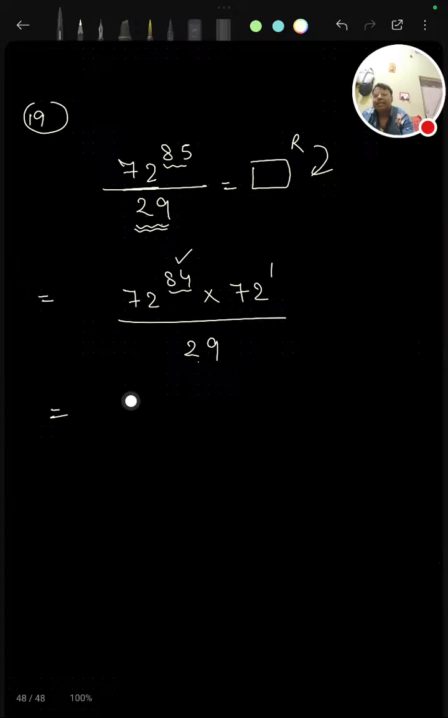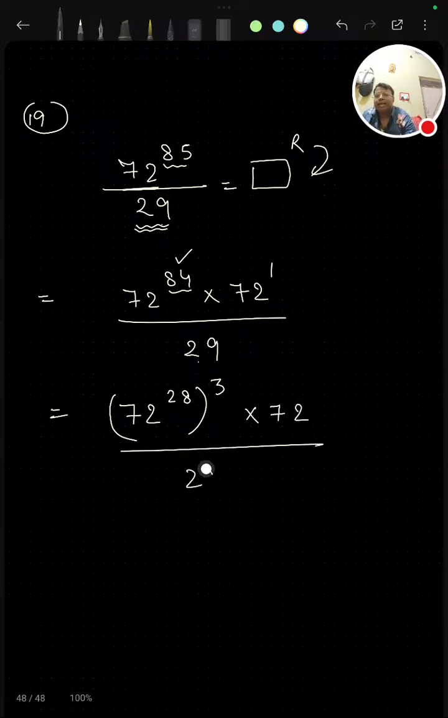Now you can see that 72 to the power 84 is 72 power 28 and power 3. 28 times 3 is 84. Satisfied? Into 72 divided by 29. Now in this part you have to apply Fermat's theorem, and according to Fermat's theorem this part has remainder 1, and 1 to the power 3 is remainder 1.